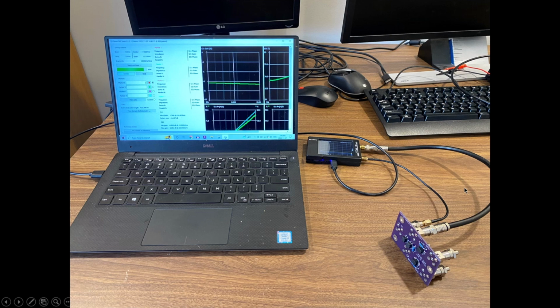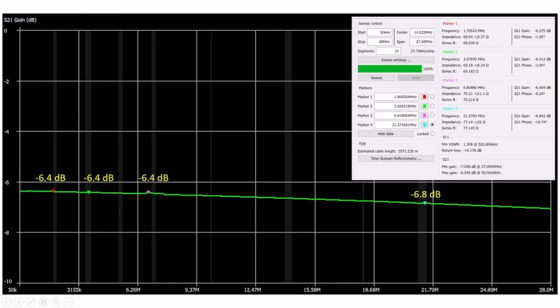I did say that I tested the splitter with my Nano VNA. This is my test setup with the laptop running the Nano VNA. And here is the input to output gain at different frequencies. 6.4 dB in and around the 160 meter band, 6.4 dB on 80 meters at 6 megs, in and around 6.4 dB. Up around 15 meters, it's a little bit more loss of 6.8 dB.